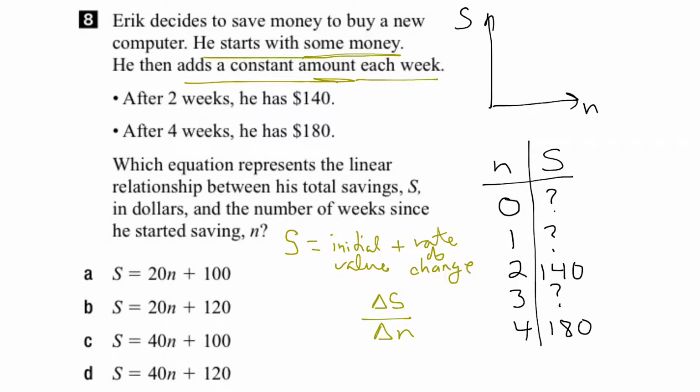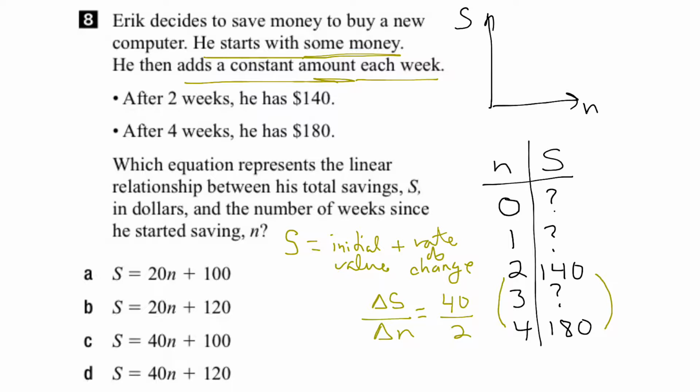So we go to our table of values and we pick the points that have values for both N and S. So we can look at the change from 2 to 4 weeks versus the savings from 2 to 4 weeks. So from week 2 to week 4, the savings increased by $40. So we'll put that there. And from week 2 to week 4, the number of weeks increased by 2. So we'll put that there.